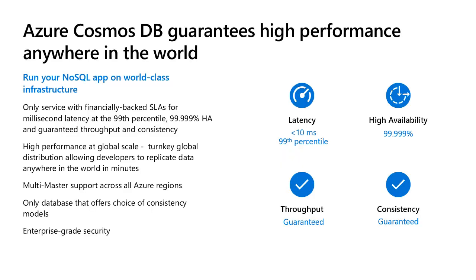So we also guarantee high performance anywhere in the world. This is what I was referring to a while ago. We have a financially backed SLA for single-digit millisecond latency at the 99th percentile, and 99.999% HA. So it's one of our highest availability SLAs across all of our different services. With Cosmos DB, we guarantee five nines. Throughput is guaranteed and consistency is guaranteed.